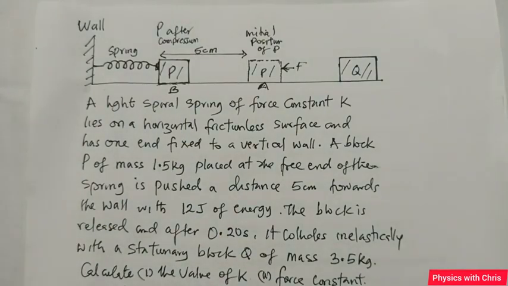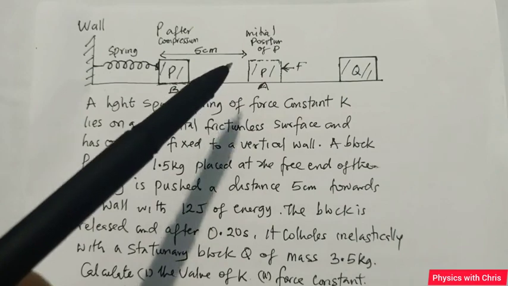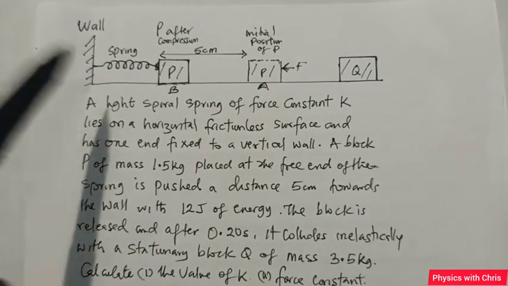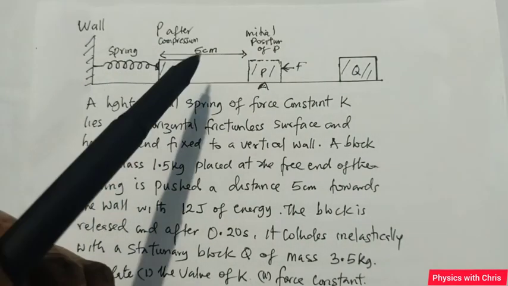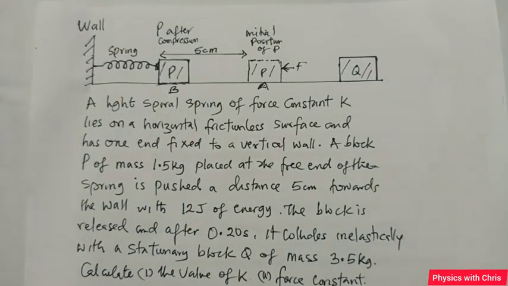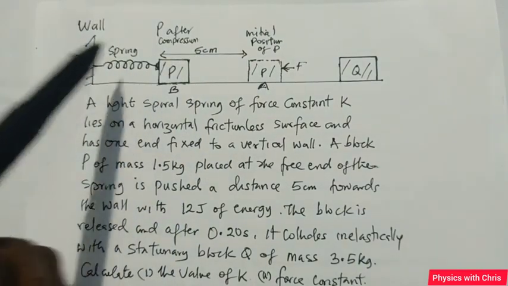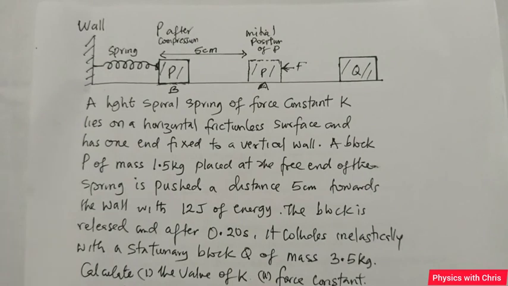And by way of moving this block P from this initial position A to B, block P has compressed the spring by this distance, 5 centimeters. You can see that the two positions are 5 centimeters apart. So that becomes the compression produced in this spring. Hooke's law states that the force applied to an extensible elastic material is directly proportional to the extension or compression produced in the material.